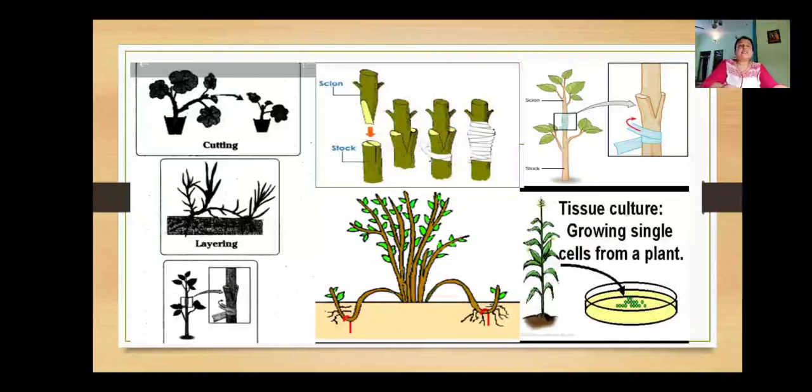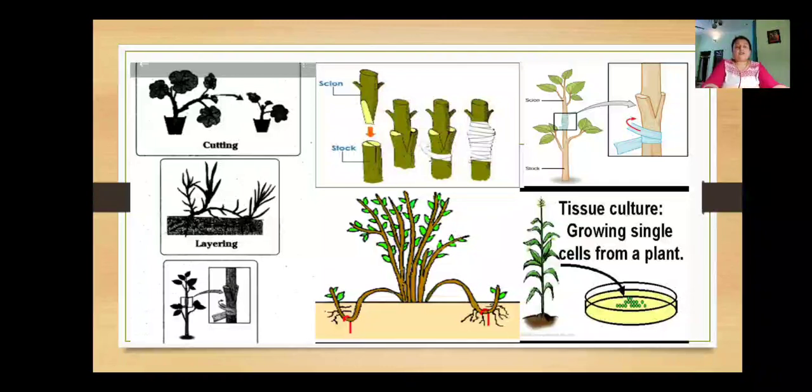Next we can see tissue culture. Tissue culture is also known as micropropagation. Many plant tissues, such as the growing ends of roots, shoots or buds, even pieces of leaves or even single cells, have the inherent ability to give rise to a whole new plant when grown on a suitable growth or culture medium.